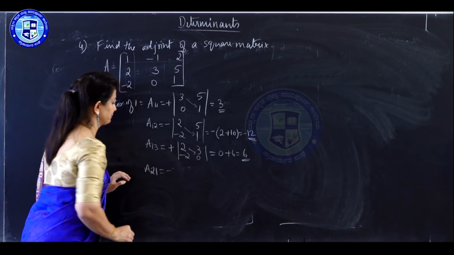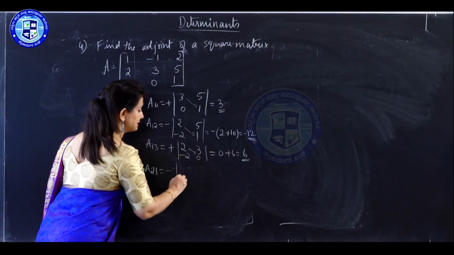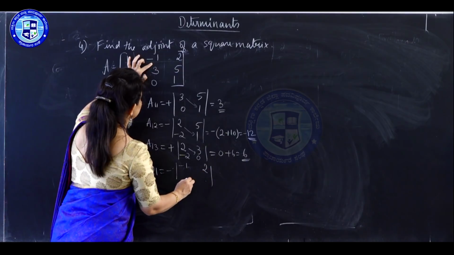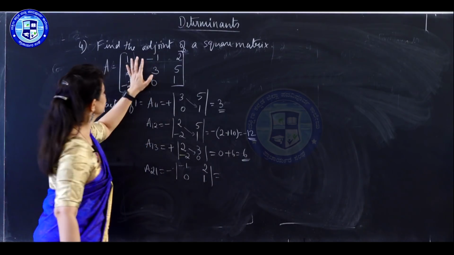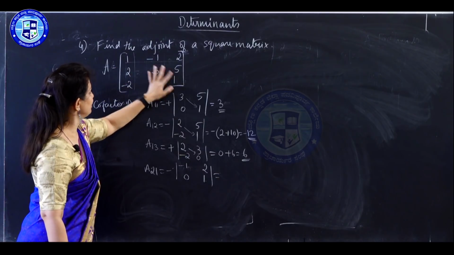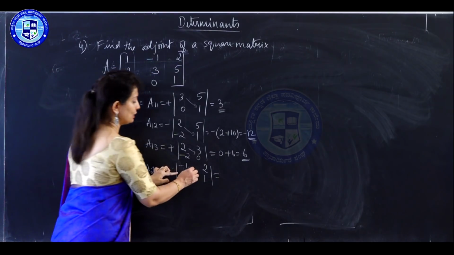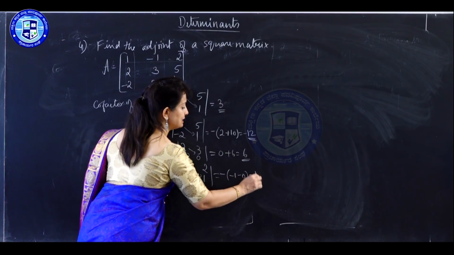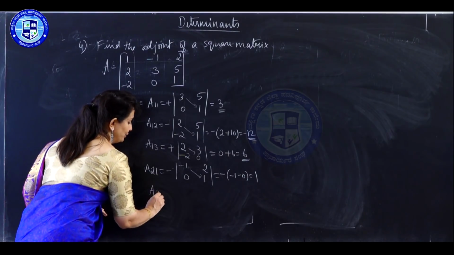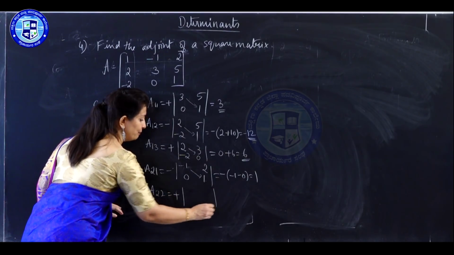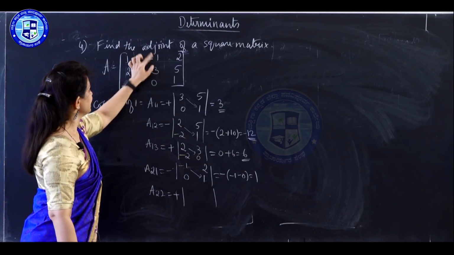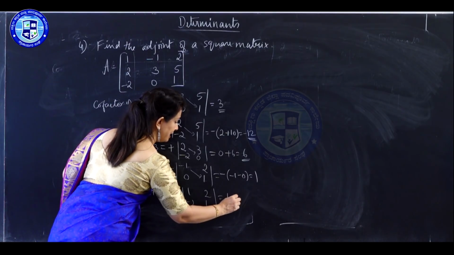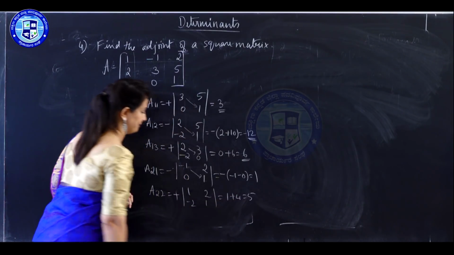Now, what is A21? 2 plus 1 is 3, an odd number, so minus. Delete the second row and first column, we will have minus 1, 2, 0, 1. Cross multiply: minus of minus 1 minus 0 is minus of minus 1, which is plus 1. A22: 2 plus 2 is 4, even, so plus. Delete the second row and second column: 1, 2, minus 2, 1, which is 1 minus minus 4, so 1 plus 4 is 5.